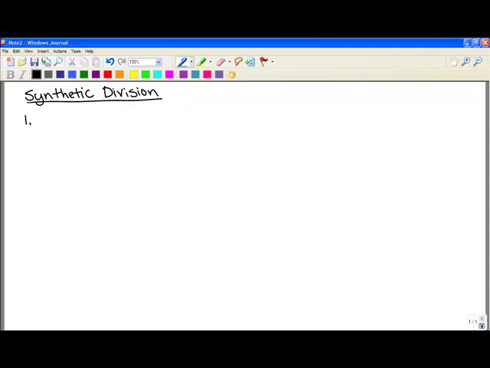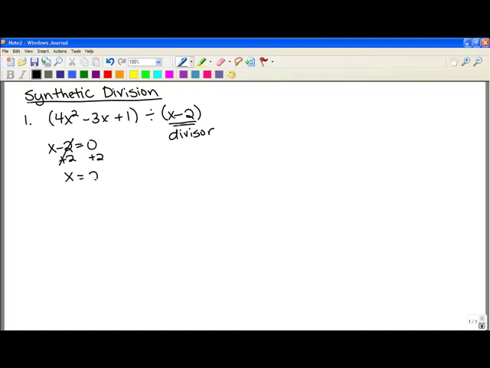The first example we'll work is dividing 4x squared minus 3x plus 1 by x minus 2. This is called the divisor. And the first step in synthetic division is to set the divisor equal to 0 and solve for x. So x equals 2. This is a number we'll use with synthetic division, and I like to place it in a box, and below I'll draw a line across.